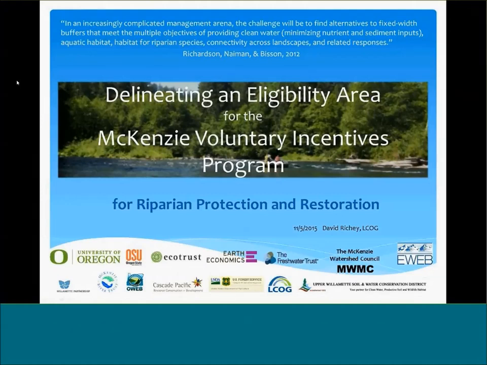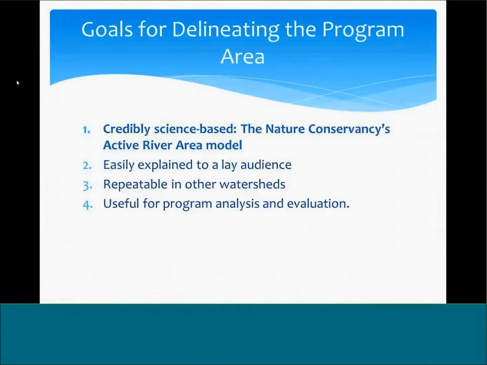One element of the program is determining the eligibility or program area, those lands that are most significant for protecting water quality and riparian function. The Mackenzie River provides drinking water to over 200,000 people in the Eugene-Springfield area. So we had a number of goals for delineating the program area. The first goal is to have it be credibly science-based, and for that we turned to the Nature Conservancy's active river area model as a peer-reviewed GIS model for characterizing the landscape.